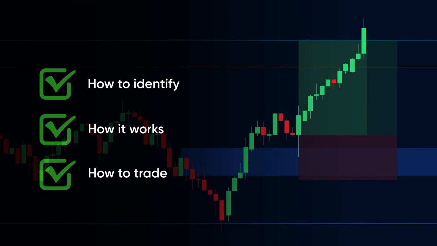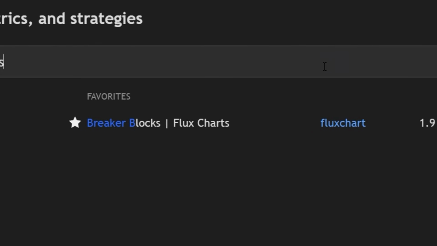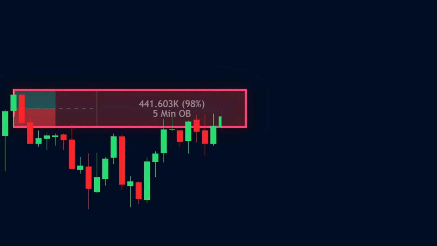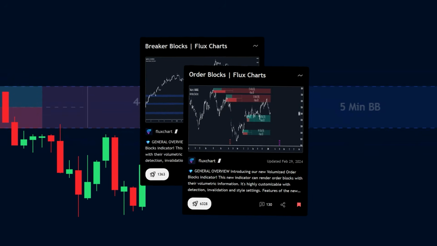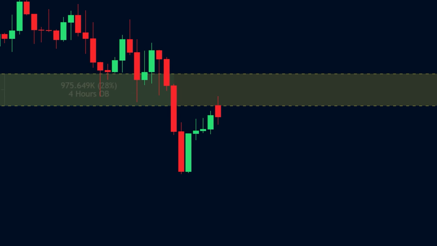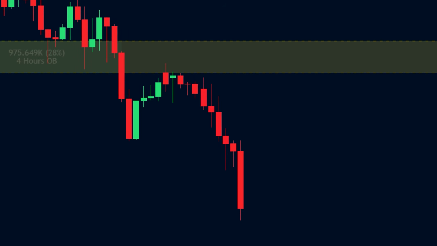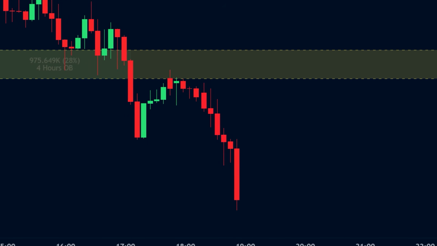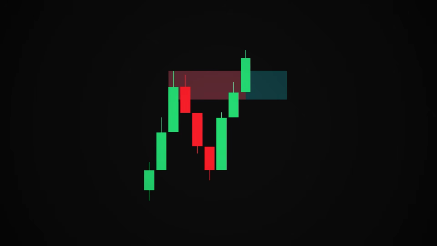Now it's time to put this into action. First, grab both free indicators, breaker blocks and order blocks. Links are in the description. You need to understand order blocks to master breaker blocks, so use both indicators together. Add them to your chart. Watch order blocks form, then watch them break and switch to breaker blocks. Study the patterns. See how price reacts when it returns to these zones. The more you observe, the more you'll recognize the setups before they happen. This is how you develop real pattern recognition.